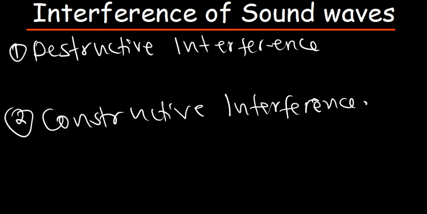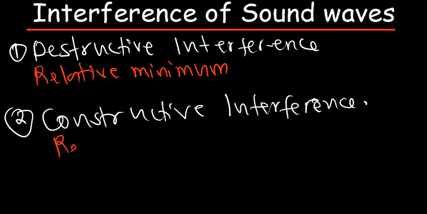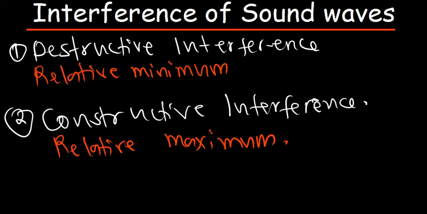Now, in some books, you discover that destructive interference is the same as relative minimum. So if you come across any question asking about relative minimum, then you are talking about destructive interference. Then this is what we call relative maximum. If you come across any question asking about relative maximum, we are talking about constructive interference.